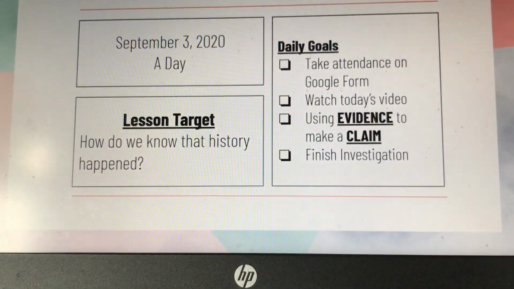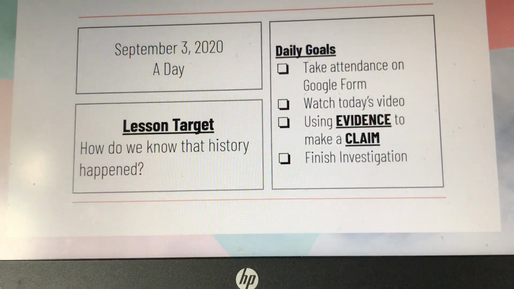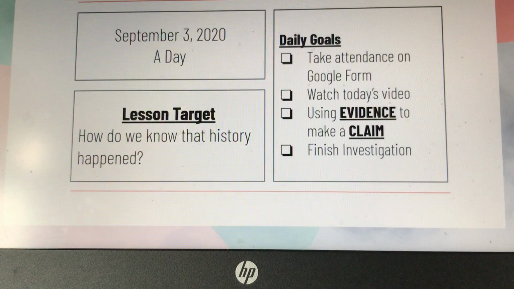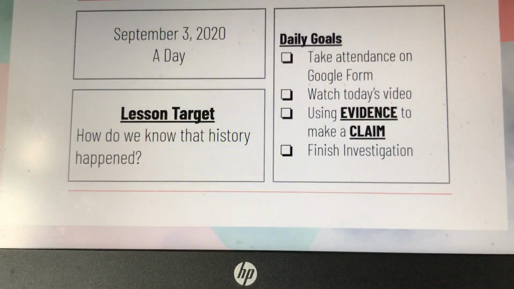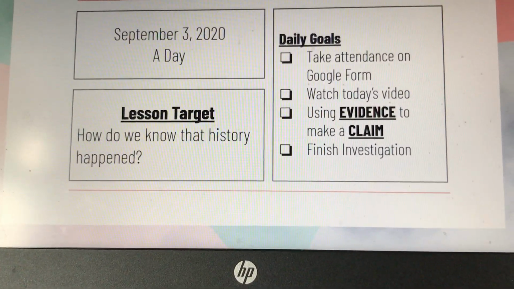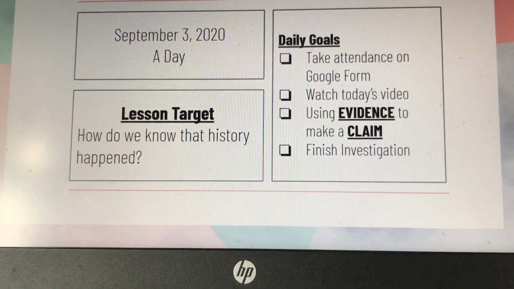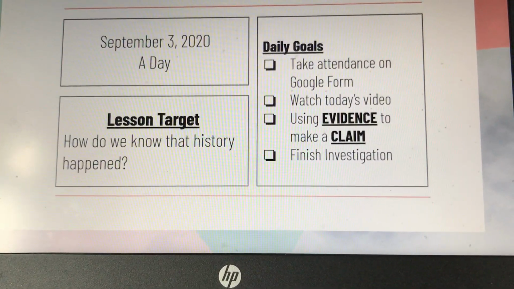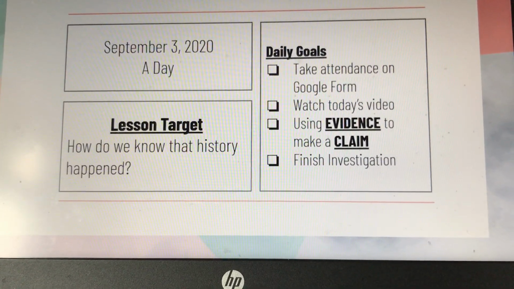Our lesson target for today is our supporting question: How do we know that history happened? On Monday, we talked about how you know that history happened when there's nothing that says what happened. How do you look at some artifacts? How do you look at a painting? How do you look at carvings? And how do you know what that represents? That's what we tackled on Monday. You looked at some evidence, you made some observations, and you made some really good inferences.